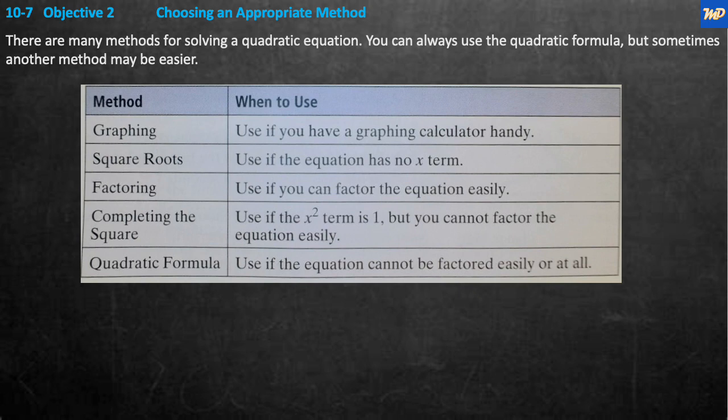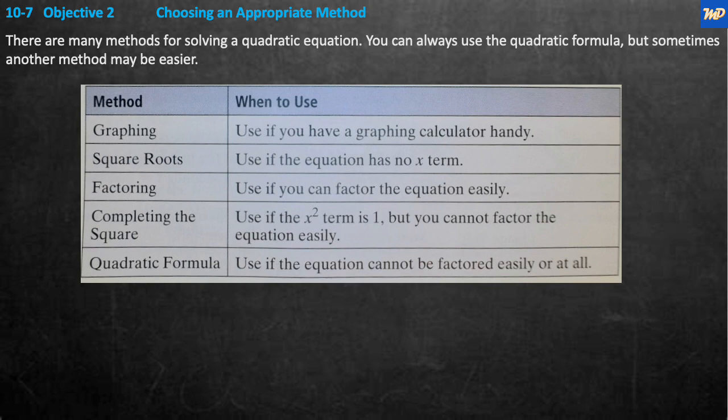So you use graphing if you have a graphing calculator handy. Otherwise, it can be problematic doing it by hand. You got to draw the graph, and depending on how complex your curves are, it's probably better to not do graphing unless you have a calculator to do it. Square roots, use if the equation has no x term. So if it's like x squared plus 9, then use square roots, because everything is a square, x and 3, right? So plus 3, minus 3.